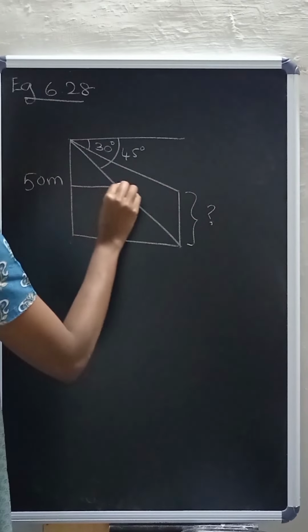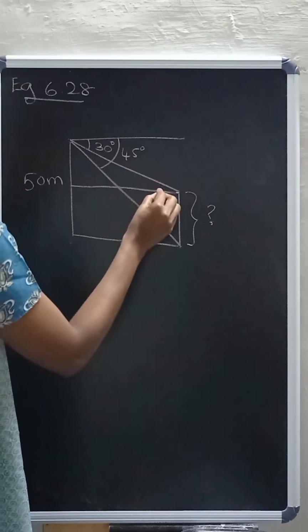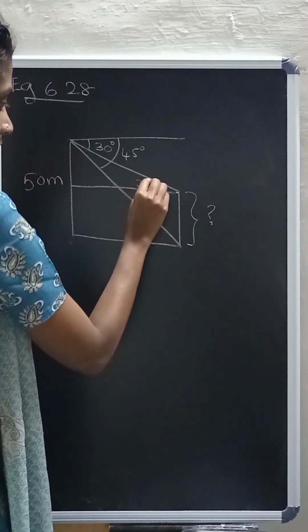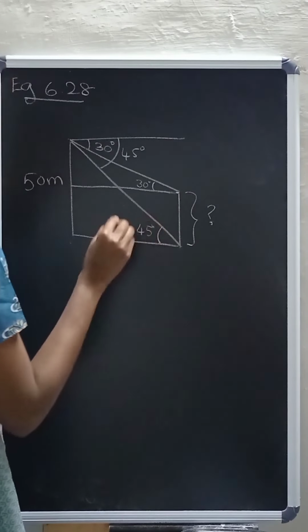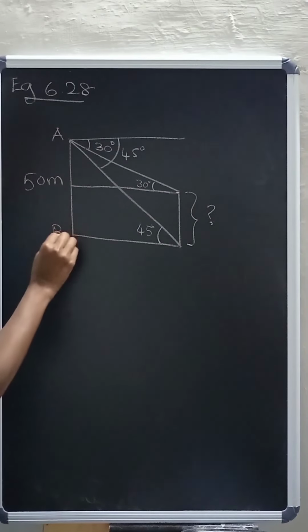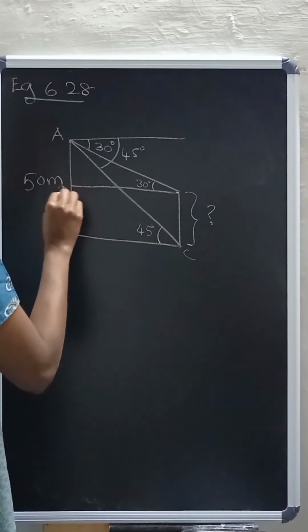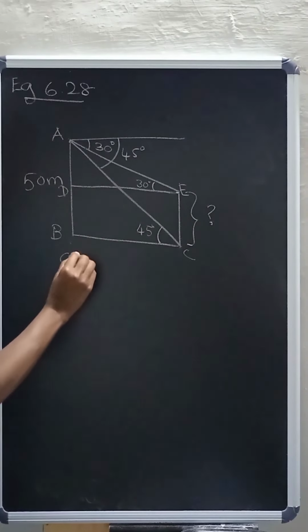Now draw a parallel line here. So here it is 30 degrees, so here also 30 degrees. Here it will be 45 degrees. Now we will name this A, B, C, D, E. Now we need to find CE is equal to what?